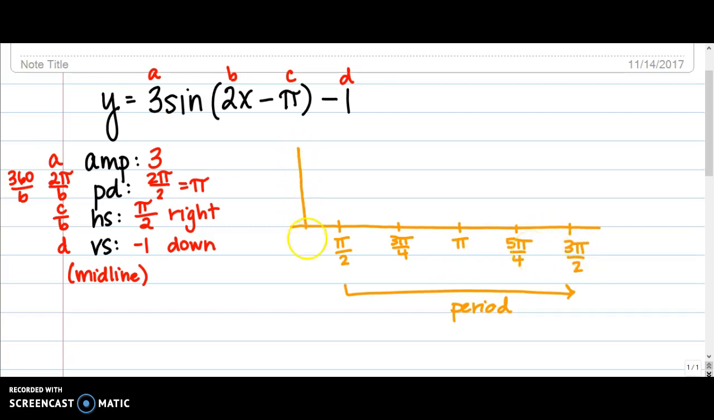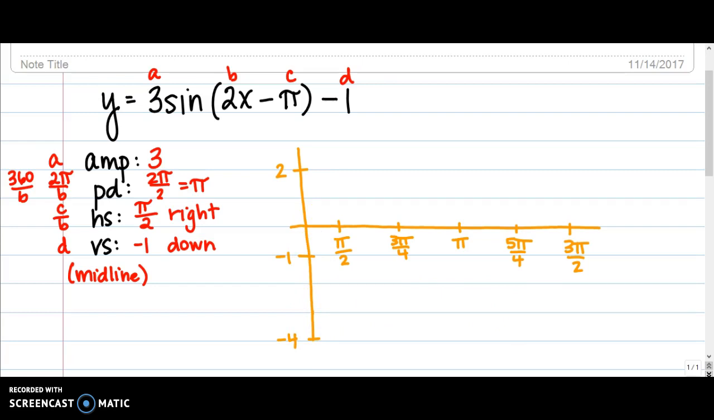Okay, now my y-axis. I have shifted everything down 1, so I'm going to go down 1. And then from there, I need to label my amplitude of 3. So up 3 goes 1, 2, 3. And then down 3, 1, 2, 3, gets me to -4. So in looking at my y-axis, I should see my midline and then my amplitude up and my amplitude down. I'm going to get this out of the way.